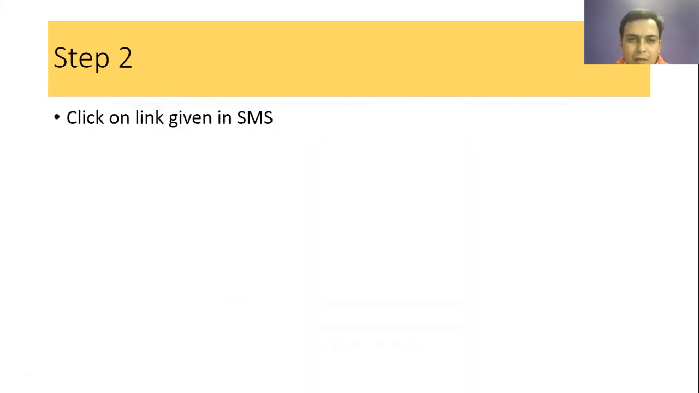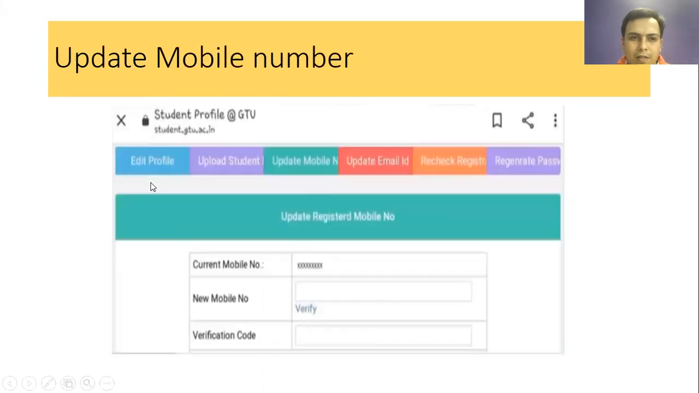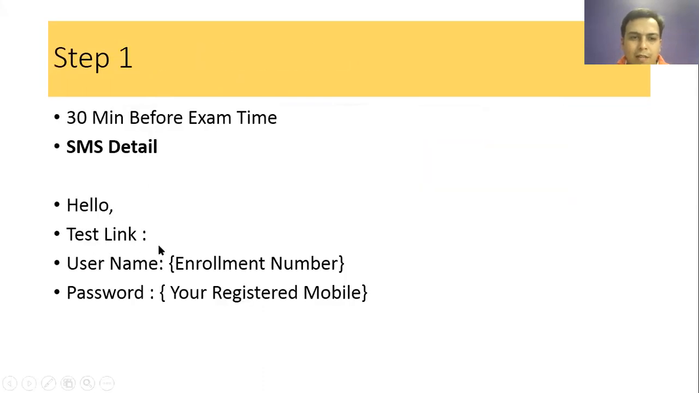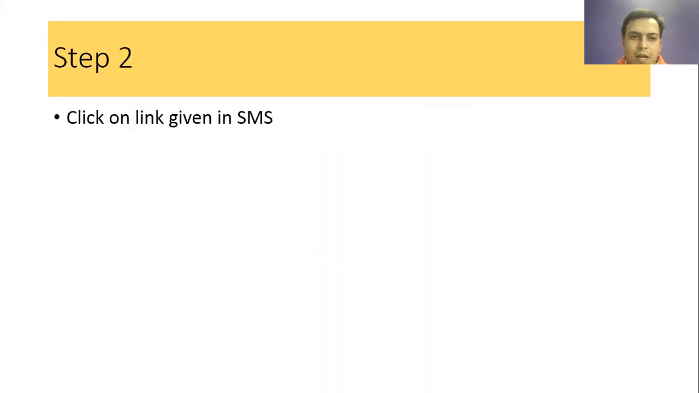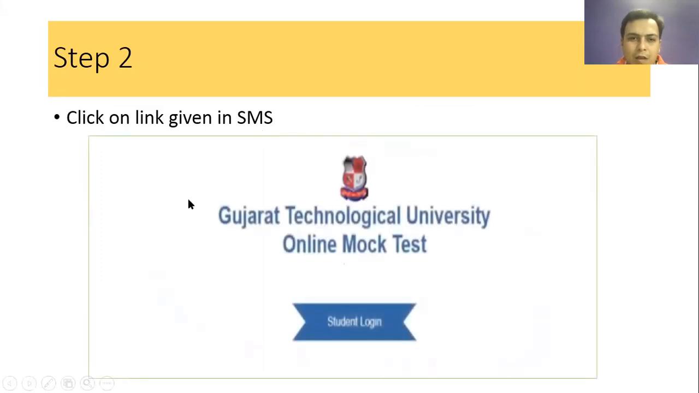Second thing, after receiving the details from the GTU in the form of an SMS, you need to click on the link. As I said in the first slide, the test link, username, and password are the three details sent by the GTU 30 minutes before the exam time. So you need to click on the link mentioned in the SMS. You will have this kind of screen on your mobile, laptop, or computer. Then you need to click on this blue button, the student login, shown with the orange arrow.